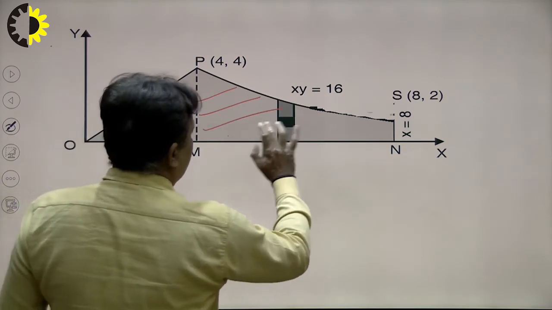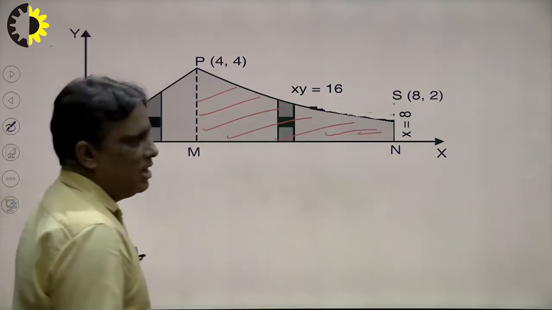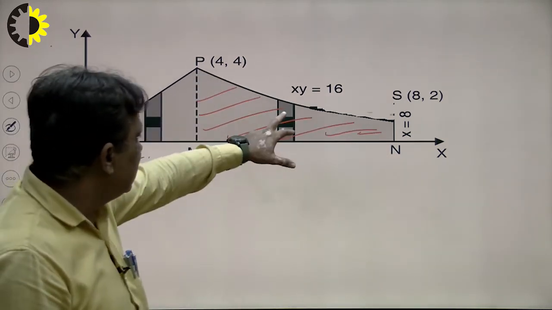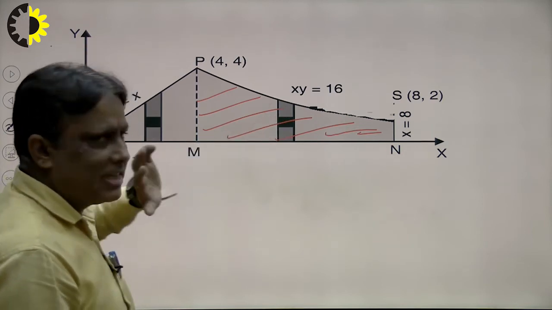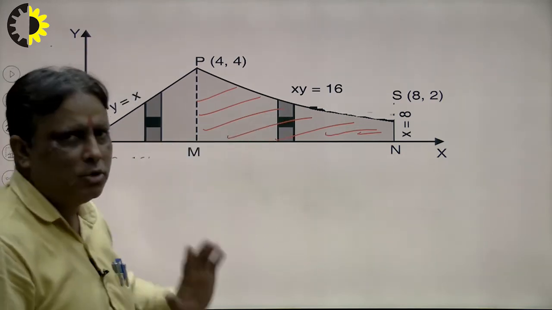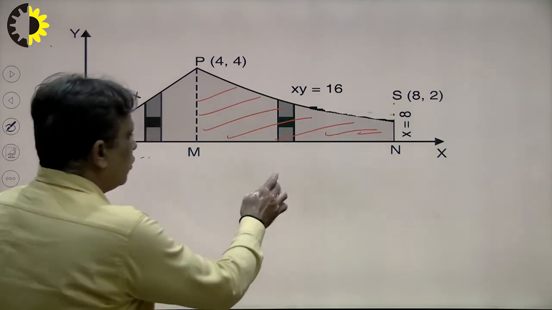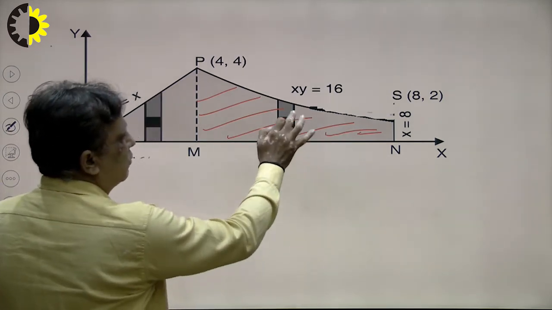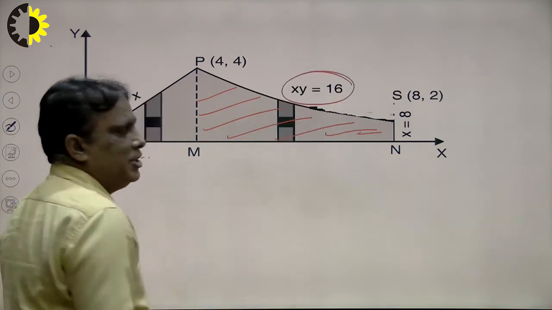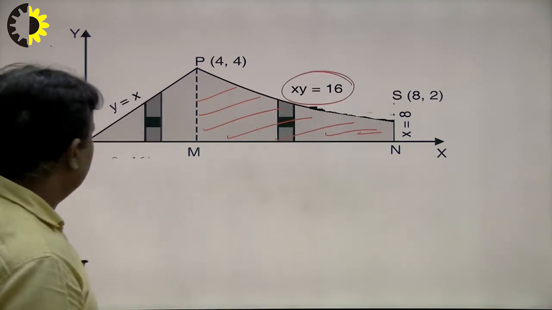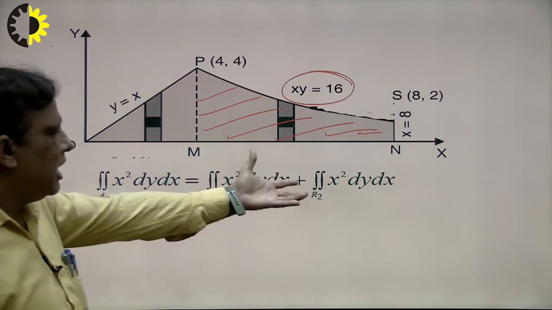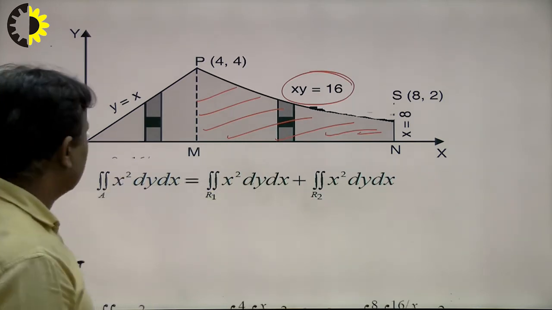This is the region of R2. So how to take the limit? First of all we take the limit of the strip, and the strip is parallel to the y axis. That means first of all we take the limit of y. How do we discuss here? So what will be the limit of y here? 0 to, and what is the value of y here? 16 by x. So the limit will be here. R1 and R2 I write here, and what will be the total conclusion here?